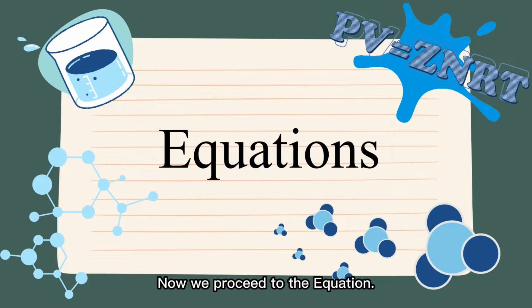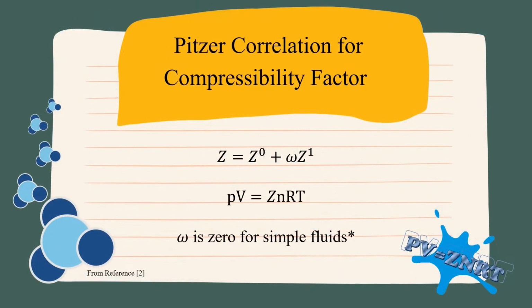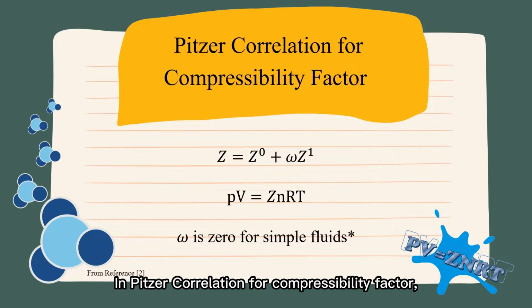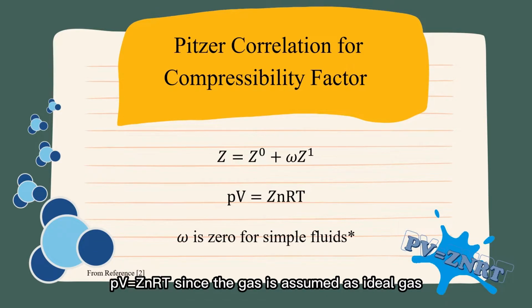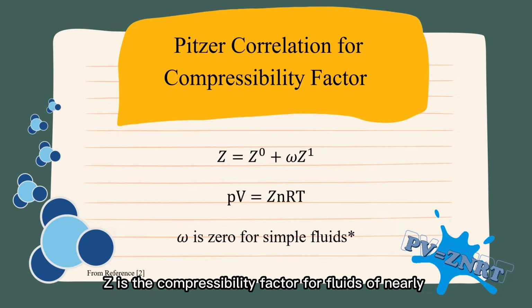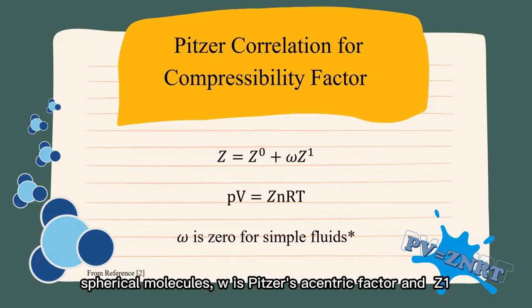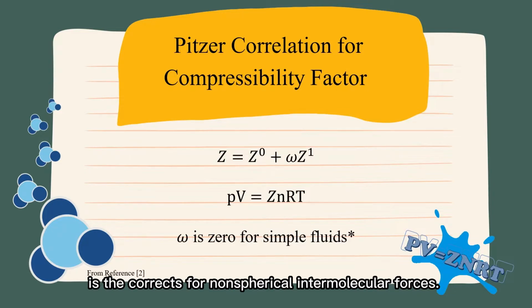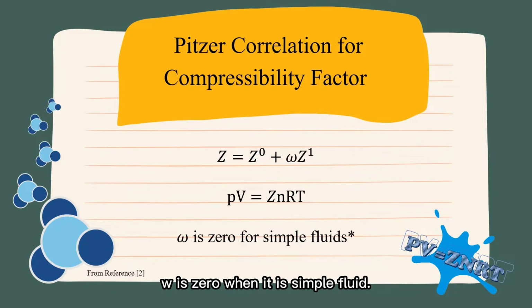Now we proceed to the equations. In the Pitzer correlation for the compressibility factor, the equations related are Z equals Z0 plus omega Z1, and PV equals ZnRT since the gas is assumed to be an ideal gas. Z0 is the compressibility factor for fluids of nearly spherical molecules, omega is Pitzer's eccentric factor, and Z1 is the correction for non-spherical intermolecular forces. Omega is 0 when it is a simple fluid.